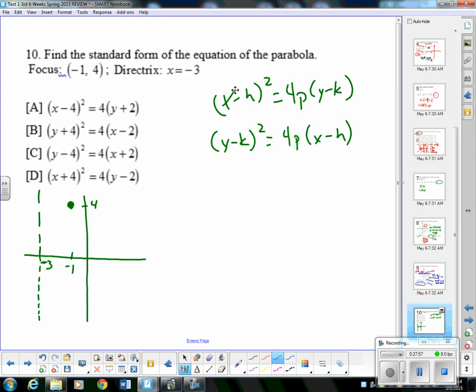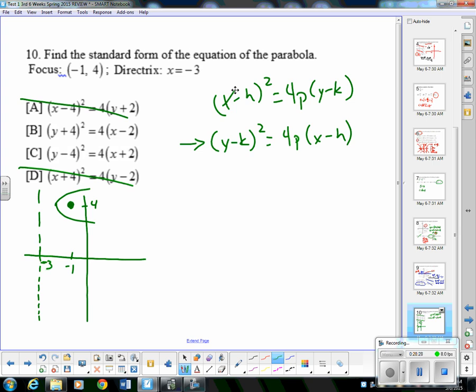So if my focus is the point at -1, 4, and my directrix is the vertical line x equals -3, does it make sense that my parabola must open to the right? Now, I don't know exactly where, but I know it must open to the right somewhere, right? Which means then that I'm dealing with this form of an equation right there. So anything that's x minus h, I can rule out automatically. So I can rule out answer choices A and D just simply because they're not oriented correctly. So now I'm down to B and C as my choices.